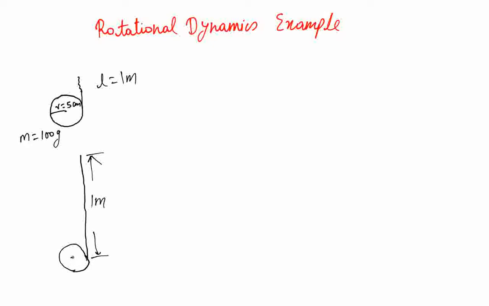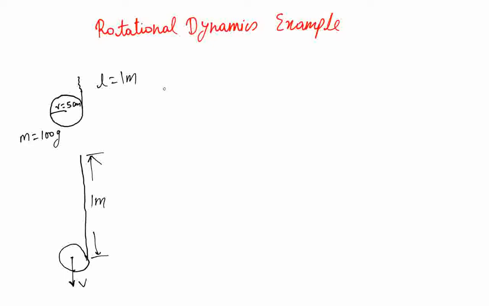Question is, what is going to be the velocity of the center of mass when it's going down? I mean, when it has already covered 1 meter. Okay, so how to solve this problem? Well, what do you think? Which principle can we use to solve this problem?